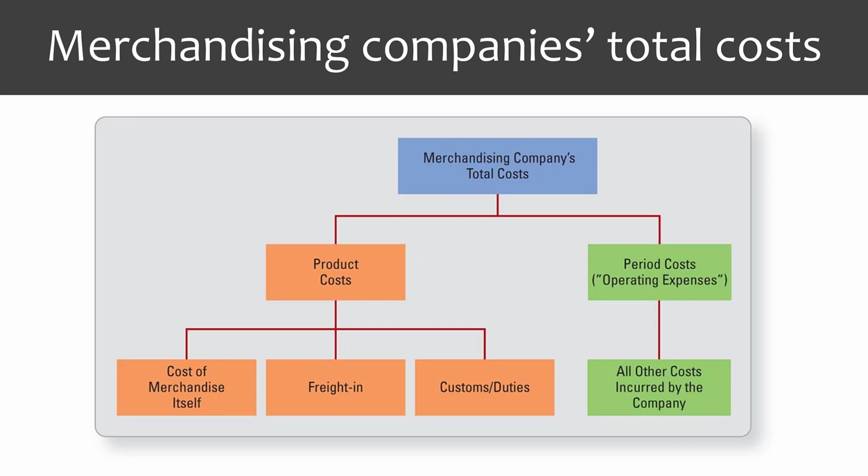Merchandising companies' product costs include only the cost of purchasing the inventory from suppliers plus any costs incurred to get the merchandise to the merchandiser's place of business and ready for sale. Typically, these additional costs include freight in and import duties or tariffs if the products were purchased from overseas. Why does the cost of inventory include freight in? Well, because we need to pay freight in to get it to our place of business. So that's part of the cost of the inventory.